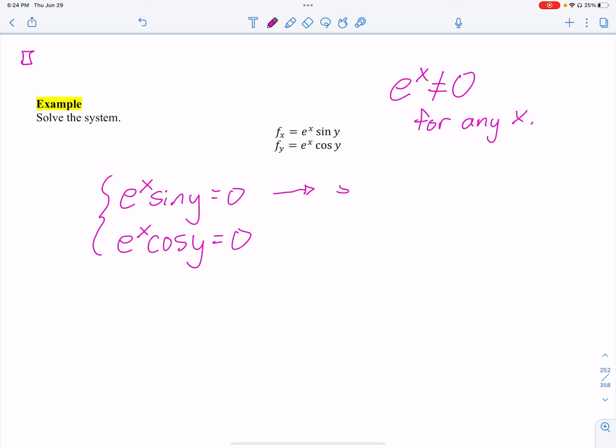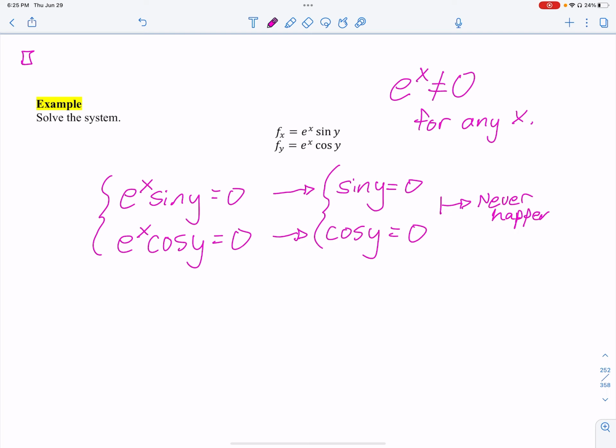So for this to be true, I need sine y to be equal to 0, and then I also need cosine y to equal 0. We don't care about the e to the x because it'll never be 0. So really our whole new system is right here. Any x will work. But if you think back to trig, this never happens. There's no value that will give me 0 for both sine and cosine. Are there times that sine and cosine are the same value? Yeah, but they're never 0 at the same time. So there is no solution to this system.